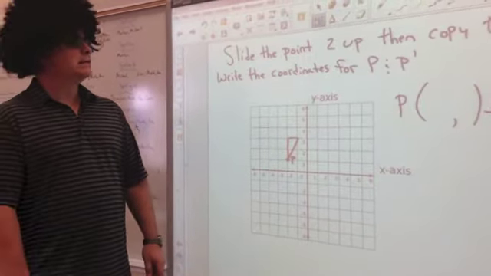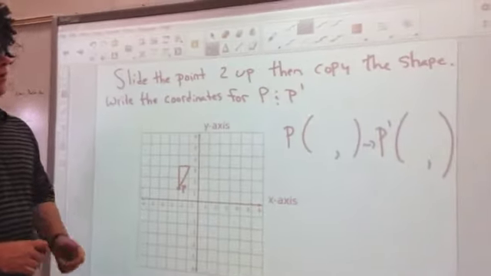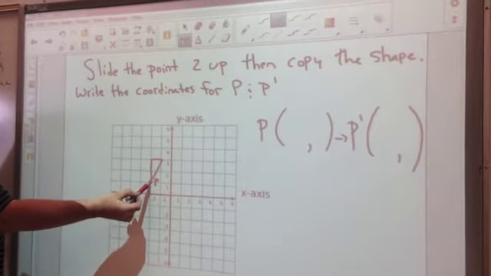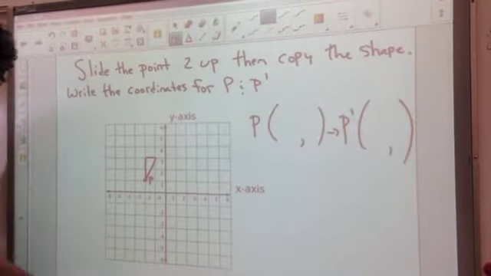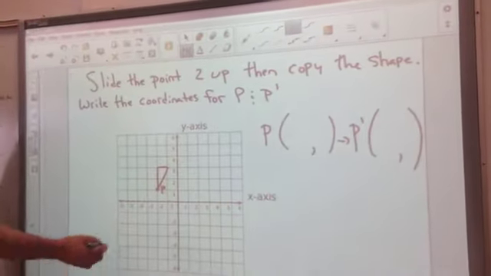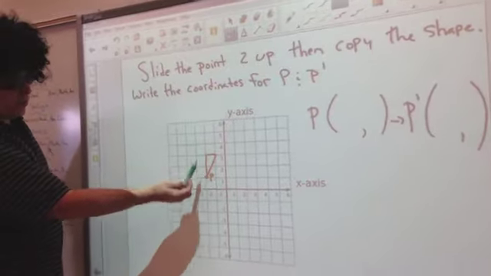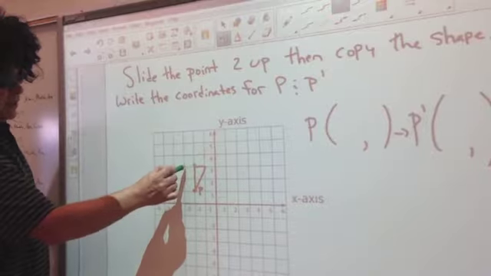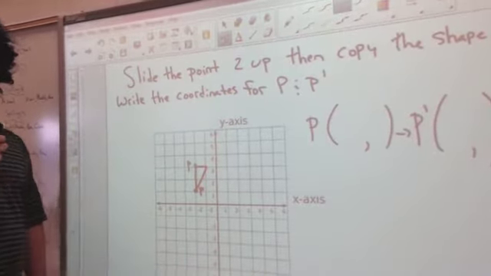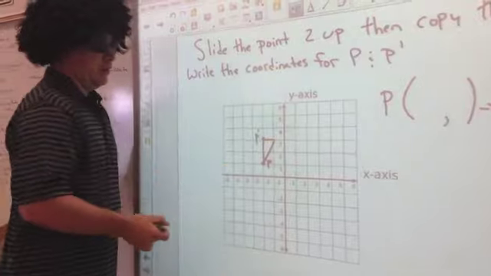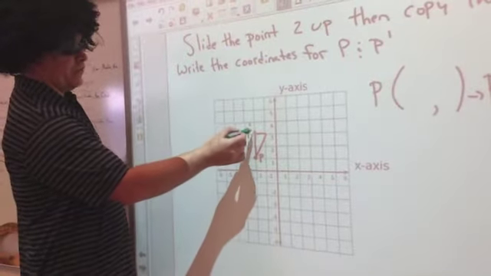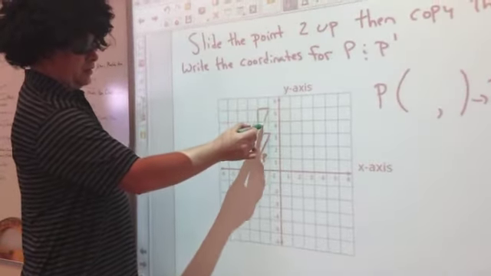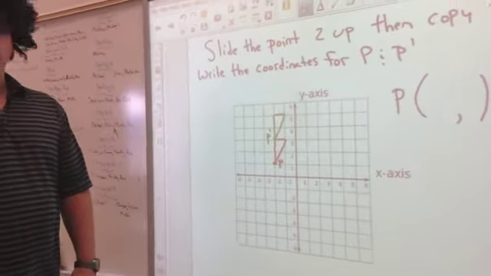Moving right along, we have to slide the point 2 up and then copy the shape. So here's the point, which is P right here, and it says to move it 2 up. So I'm going to move it up in green. So if I go 2 up, I'm going this way, and we're going 1, 2. So my new point's going to be right here, which is going to be P, but don't forget, when we make the new point, we have to put the prime symbol down. And then I just finished copying the shape, and if I remember how it looks, it's going to go up, and it should look like that. So that's my new shape, like that.